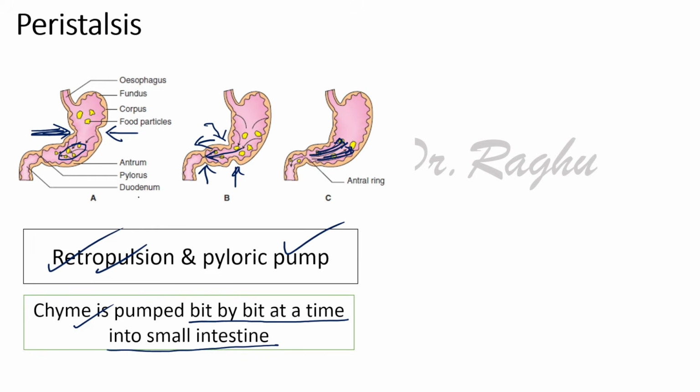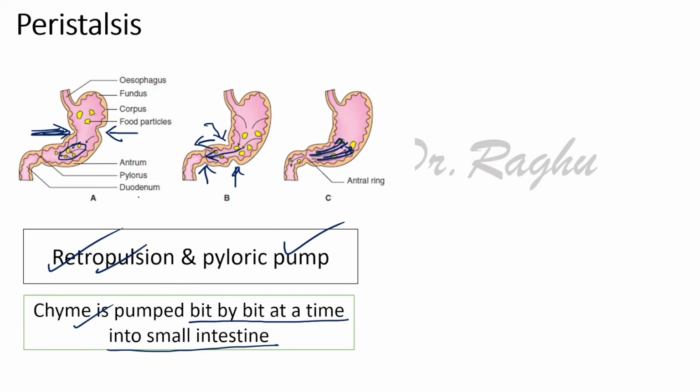This retropulsion keeps on occurring until the chyme is converted into a fluid-like consistency. Now, once the chyme has been converted into fluid-like consistency, this chyme will be allowed by the pyloric sphincter a bit by bit into the small intestine, and this is what is called the pyloric pump. So this peristalsis which is occurring is helping to empty the contents of the stomach into the duodenum.